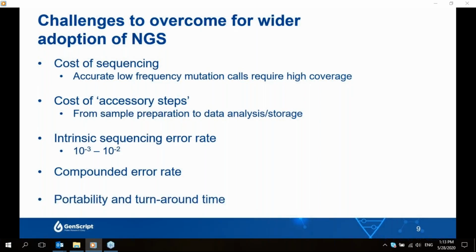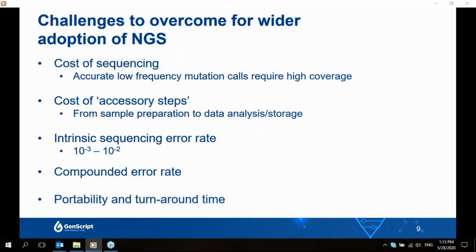Last but not least, portability and turnaround time are not really the strongest assets for NGS instruments. So for time-sensitive matters like detection of a virus or disease, that require a quicker turnaround time, NGS, at the current moment, will not fit the situation well.